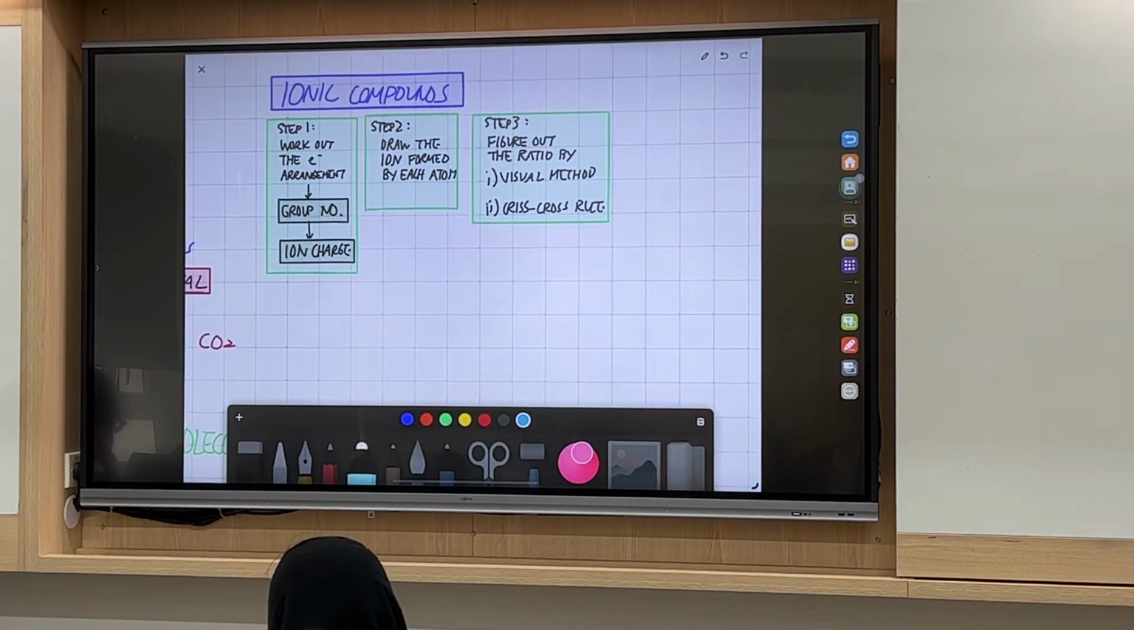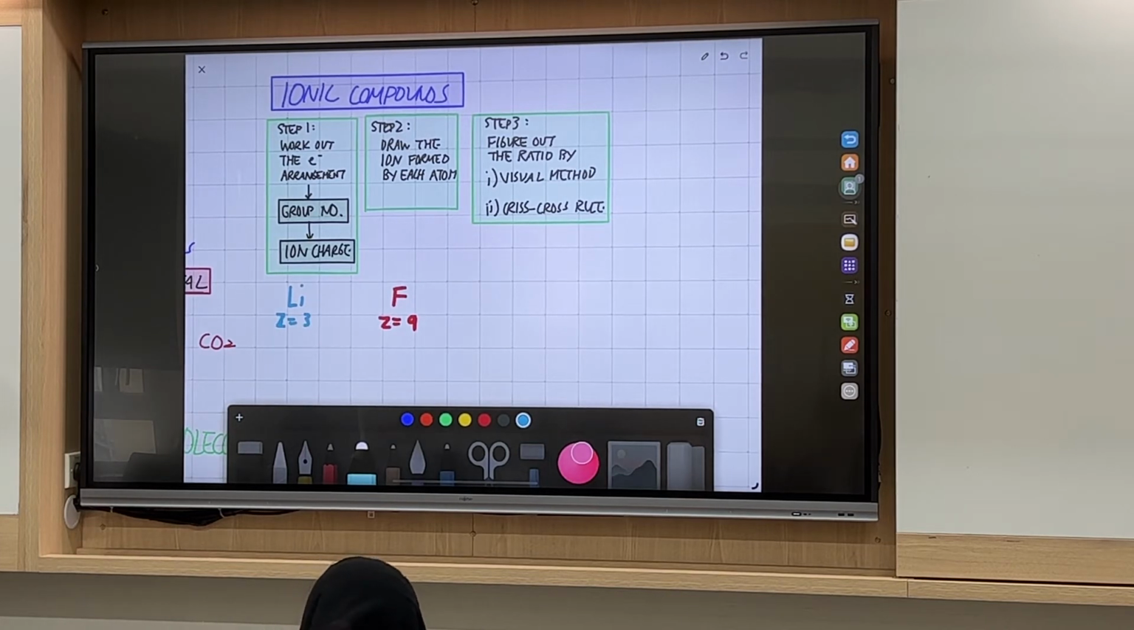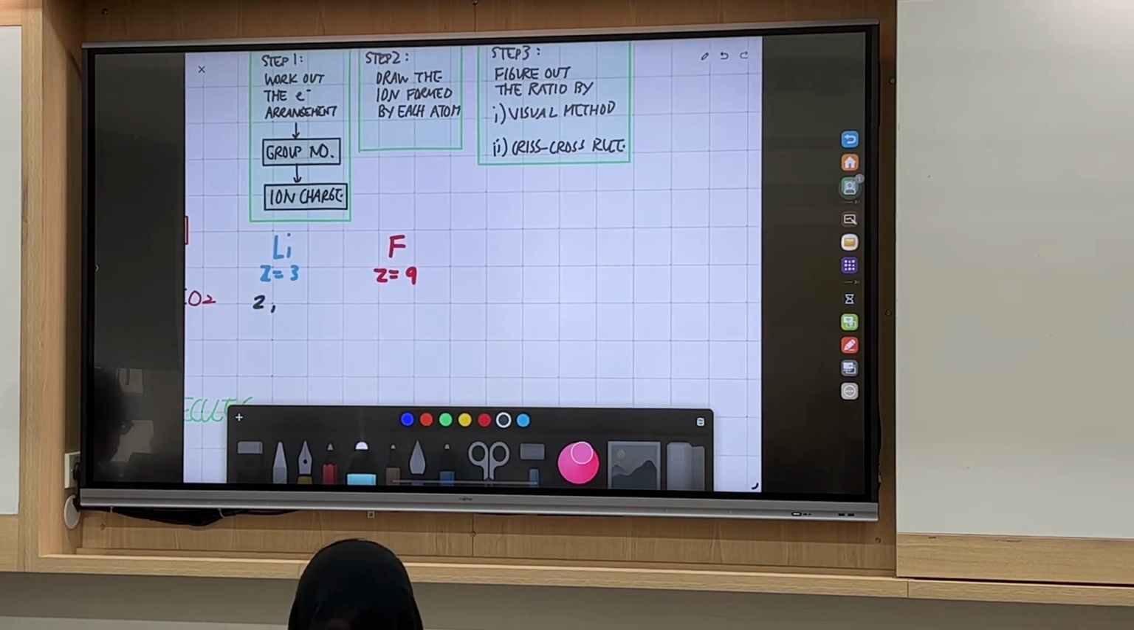I will tell you the atomic number, you tell me the electron arrangement. Li has atomic number 3. F has atomic number 9. Tell me something about the electron arrangement. 2 1, and 2 7. Do we all agree that it's 2 1 and 2 7? Okay, yeah, 2 1 and 2 7. So which group do Li and F belong to, if the outermost shell electron is 1 and 7?